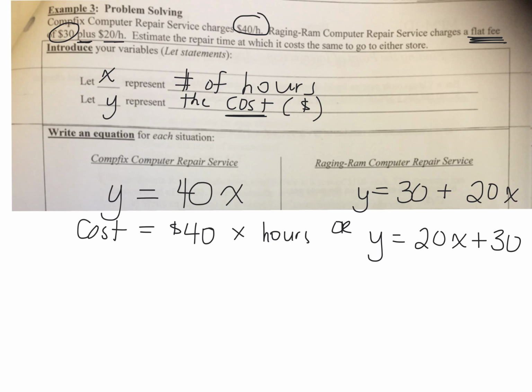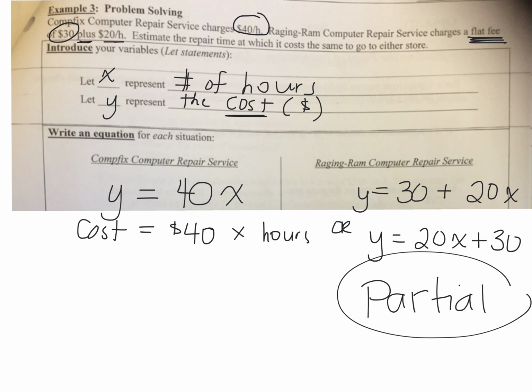Just by looking at those two equations, you can automatically tell. Yes. Raging Ram is going to be partial. Good. Raging Ram will be partial. How do you know that? It has a flat fee. Excellent. So where will this graph start? What's the y-intercept? What is the starting point? Yep. 30. 0, 30. Good. You automatically know that if 0 hours goes by, you still have to pay $30, a flat fee.